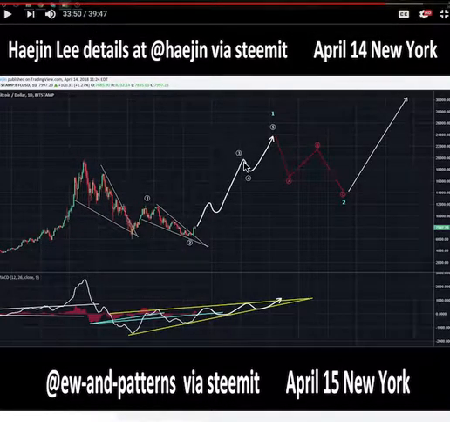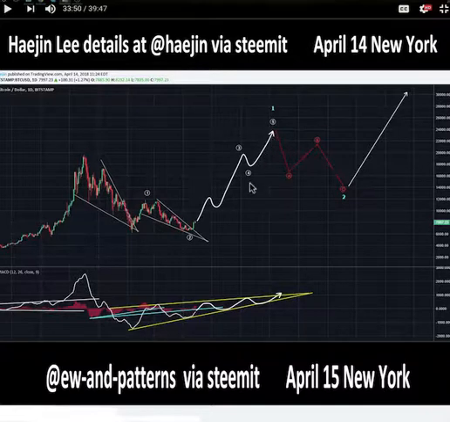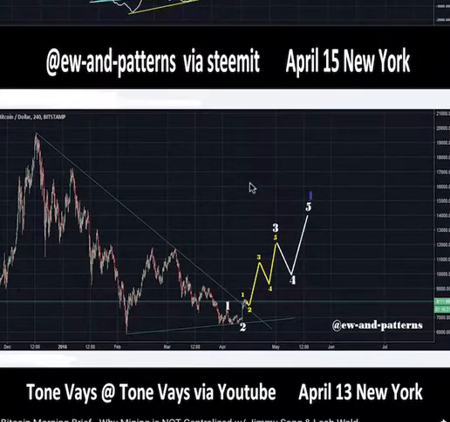Retracing a little and then going up much further, but that's far away. Next destination about $12,000. Final destination much higher in the long term. Then we have EW in patterns.